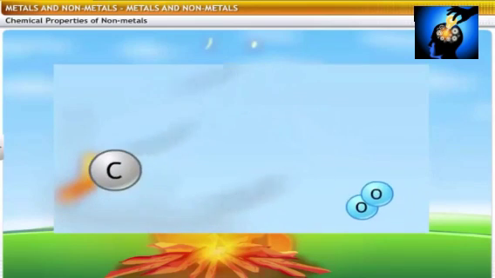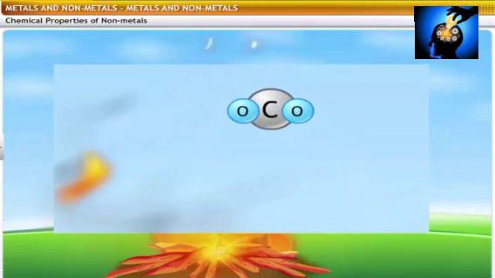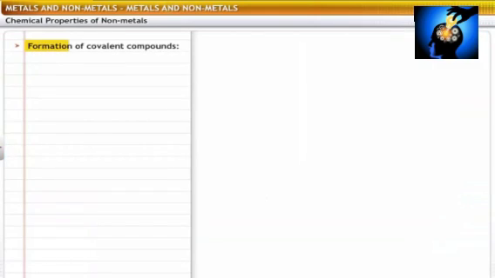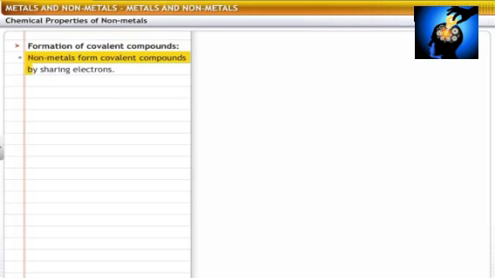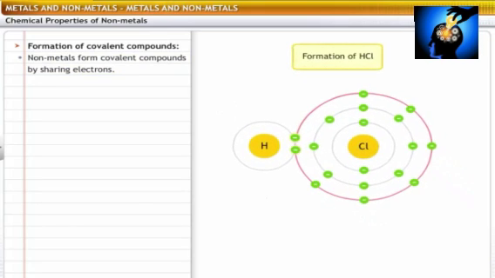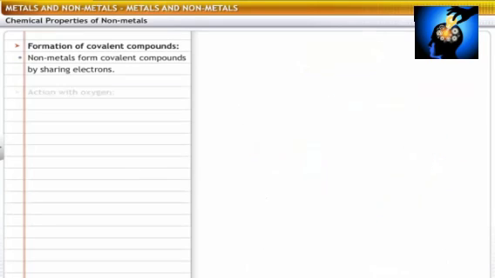Let's look at the chemical properties of non-metals in general to understand their behavior with other elements. Formation of covalent compounds: non-metals form covalent compounds by sharing electrons. For example, in a molecule of hydrogen chloride, hydrogen and chlorine share a pair of electrons. Thus, hydrogen and chlorine are bound together through a covalent bond.